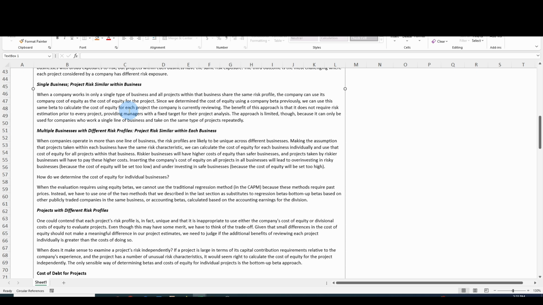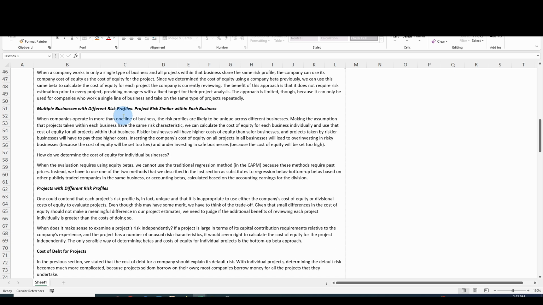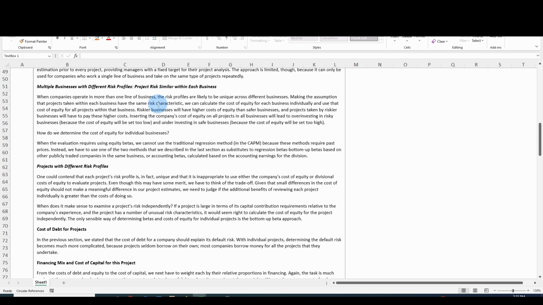The benefit of this approach is that it does not require a risk estimation prior to every project, providing managers with a fixed target for their project analysis. The approach is limited, though, because it can only be used for companies who work in a single line of business and take on the same type of project repeatedly.